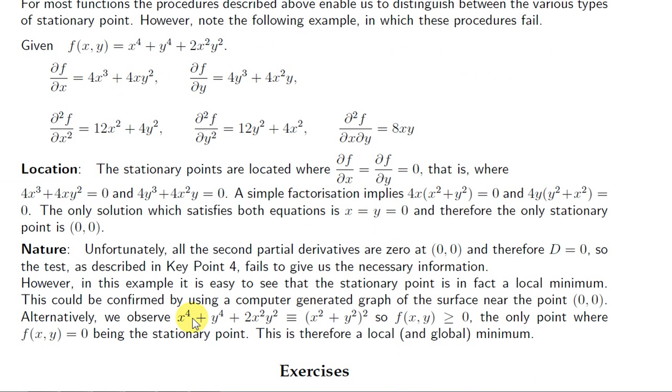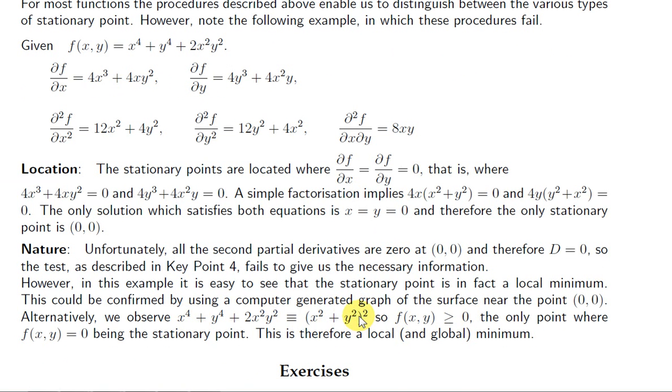However, we can observe that our function is actually a square. We can write it as (x squared plus y squared) all squared. So that means this function is always greater than or equal to 0, no matter what values x, y we use, because we're squaring.